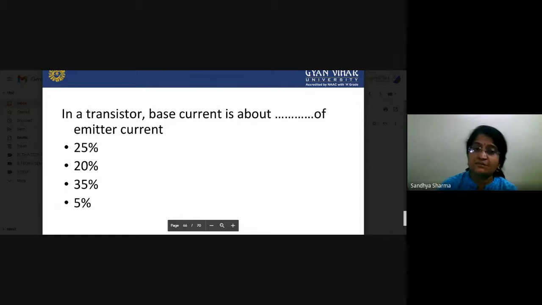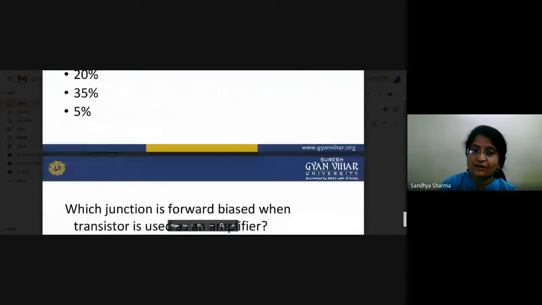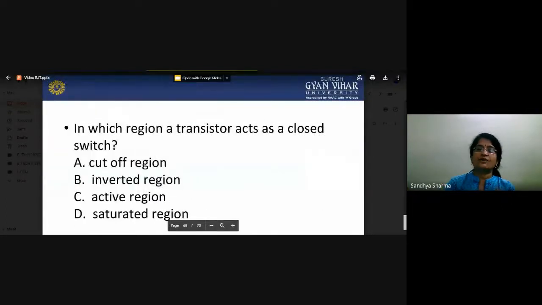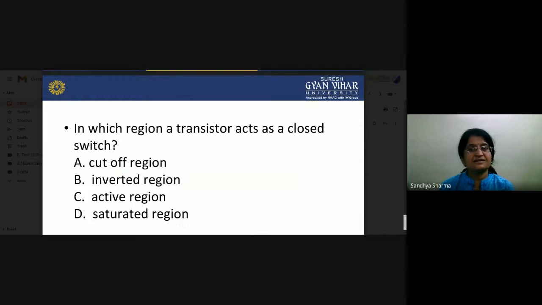What is the basic percentage of that? Which junction is forward biased? You should know this when you have to work as an amplifier. There are different junctions and different biasing, so you have to remember what type of biasing is used for amplification, and what type of biasing you have to use when the transistor works as a closed switch. There are two conditions: the transistor works as a closed switch or as an open switch. Okay, so this is the criteria.